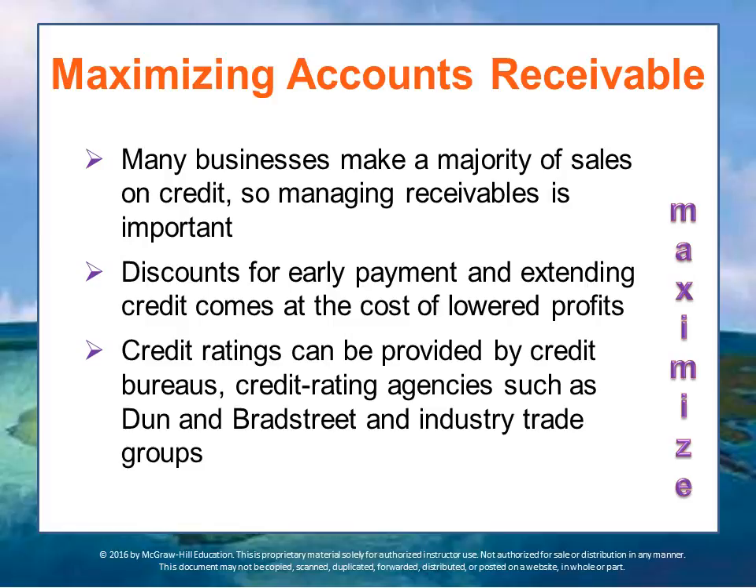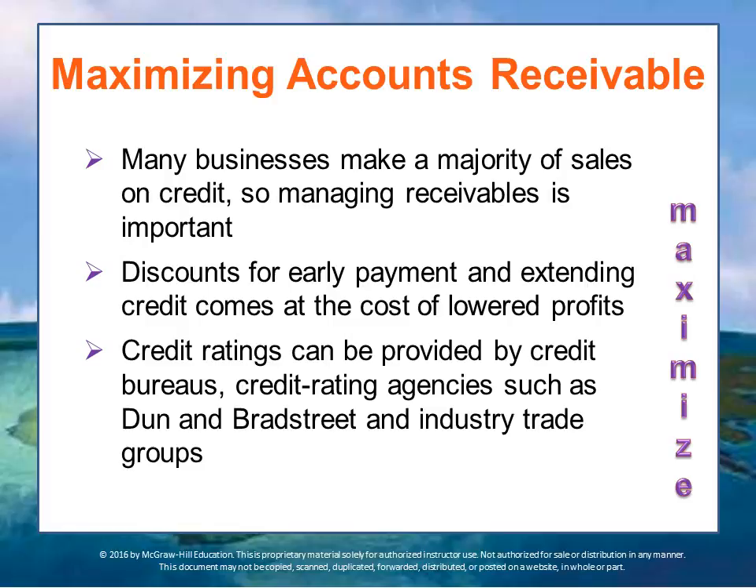To encourage quick payment, some businesses offer some of their customers discounts of between 1 and 2% if they pay off their balance within a specified period of time, usually between 10 and 30 days. Information on company credit ratings is provided by local credit bureaus, national credit rating agencies, such as Dun & Bradstreet, and other industry trade groups. That allows organizations to decide how much credit to offer and on what terms.